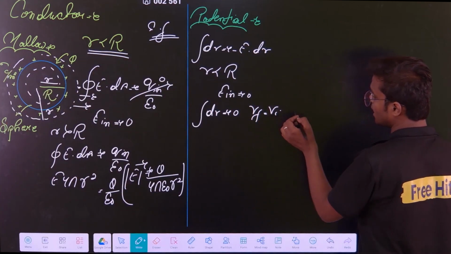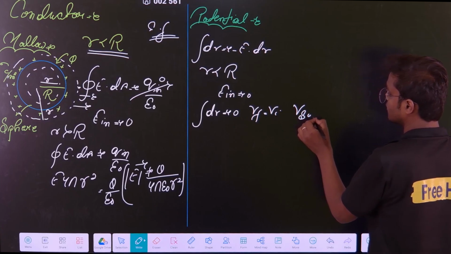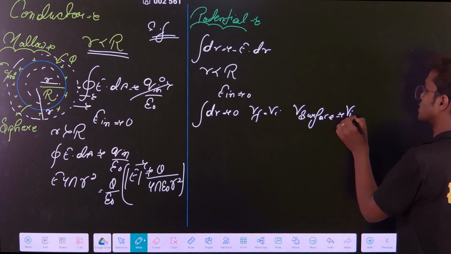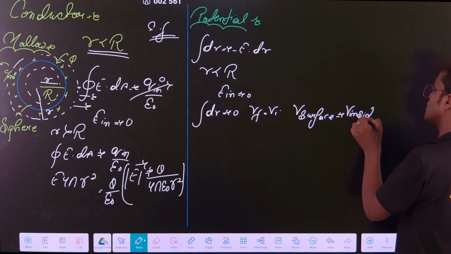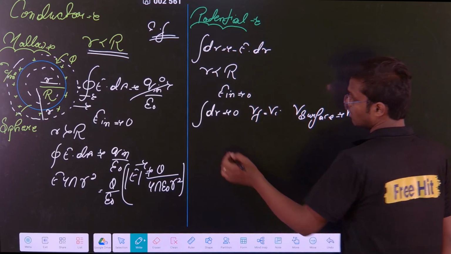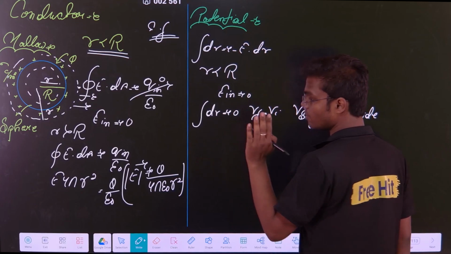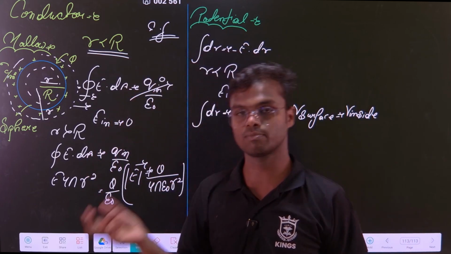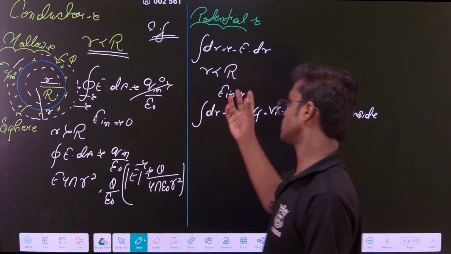So obviously, the potential at the surface will be the same as the potential inside. Means the potential inside and the potential at the surface are both the same. That is the conclusion from here. Now the second thing, if you remember in the properties of a conductor, I told you whatever the potential inside is, it will be the same potential at the surface, and from here we are getting the reason for it.